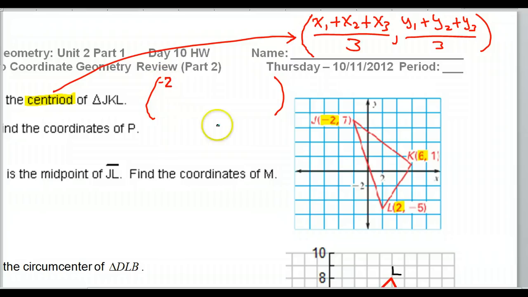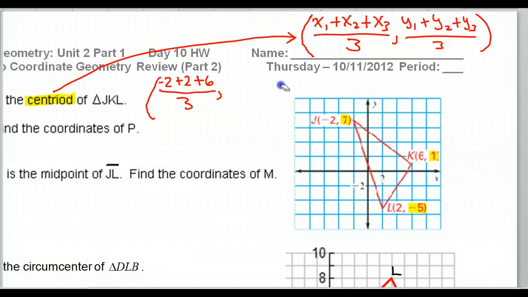Alright, so negative 2, you know what, let me do it in this order. Negative 2 plus 2, those are going to cancel out, check that out, plus 6, all divided by 3, comma. Now I'm going to do the y values. Alright, the y values are 7 and 1 and negative 5.